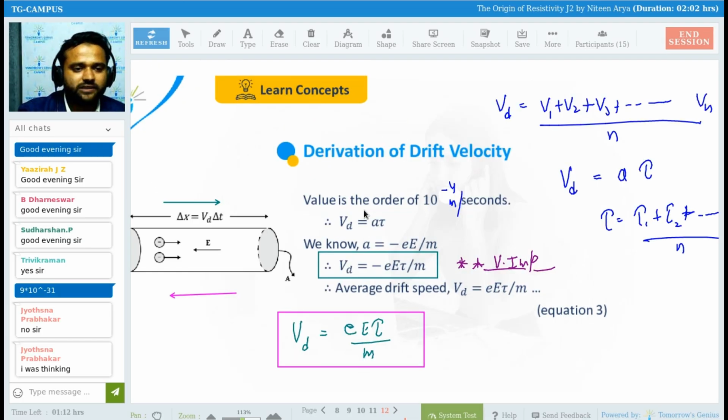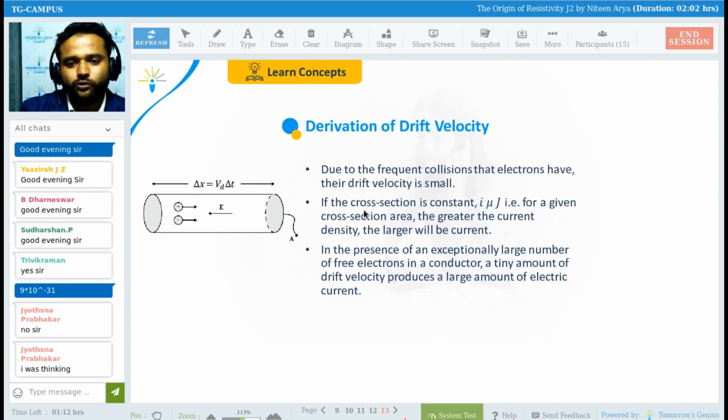So till now, is everything clear? What is drift velocity? Drift velocity is nothing but the average velocity of each particular electron whenever we apply an electric field. As simple as that. We have the thermal velocity also, but in the absence of an electric field the average is going to be zero. Due to the frequent collisions that electrons have, their drift velocity is going to be small.